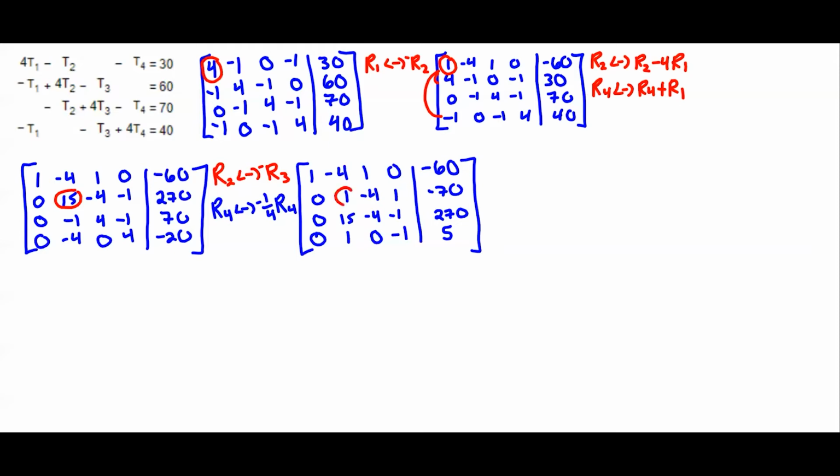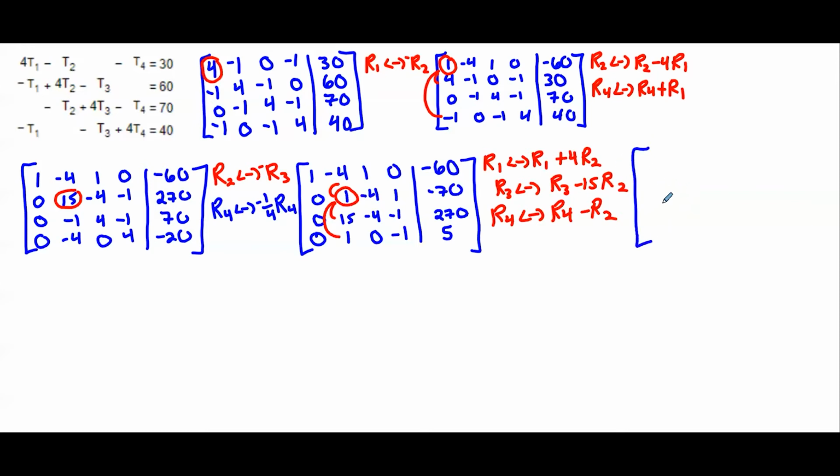So I have my leading 1. I'm going to pivot, make the other entries in that column a 0. So I'm going to replace row 1 with row 1 plus 4 row 2, row 3 with row 3 minus 15 row 2, and row 4 with row 4 minus row 2. So row 2 will stay the same.